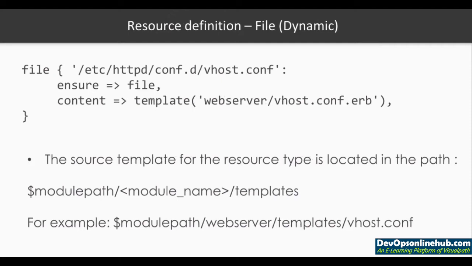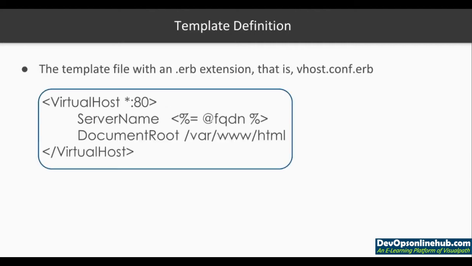We have configured the next resource, which is also a file resource, but the source here is not a file. It is a template, which is a dynamic file. Instead of the source attribute, we have configured the content attribute here, which states that the source is a template and has to be searched in the templates directory of the module. An example of the template has been shown here.